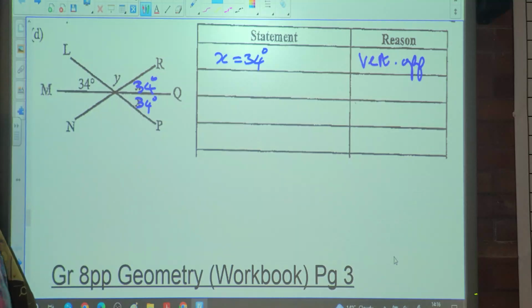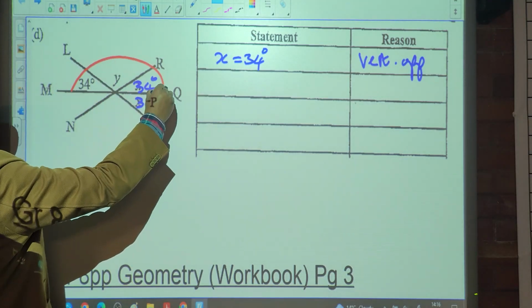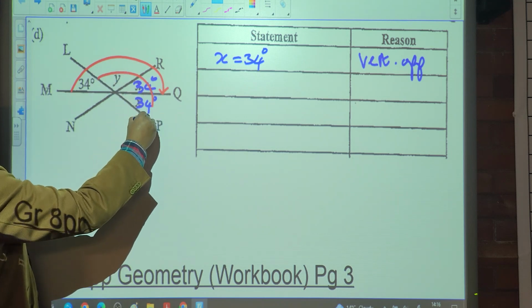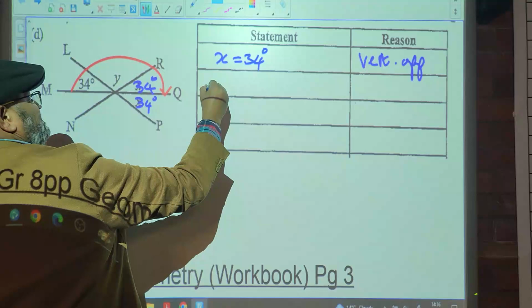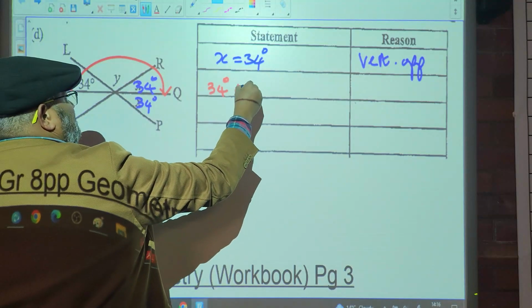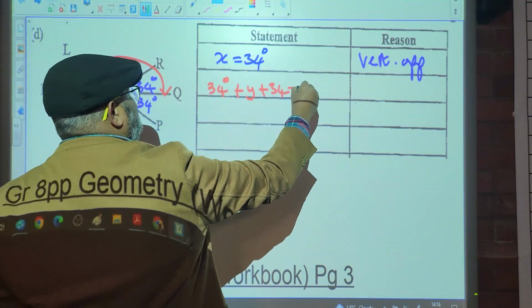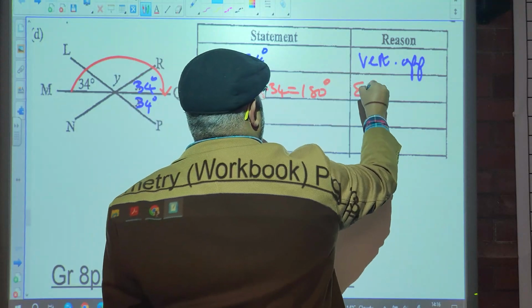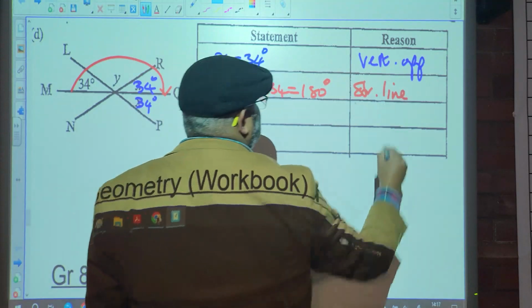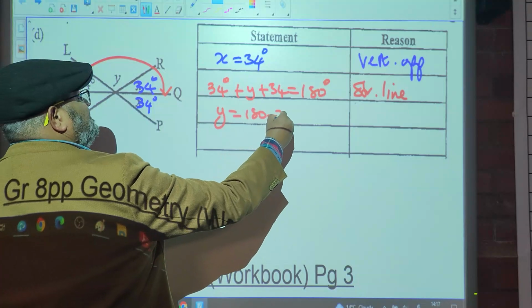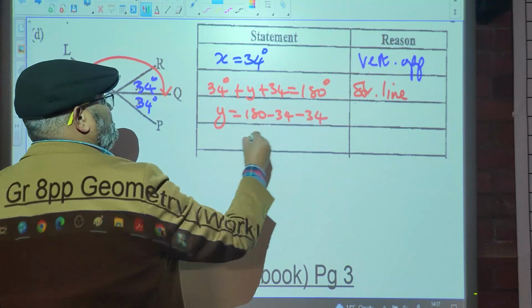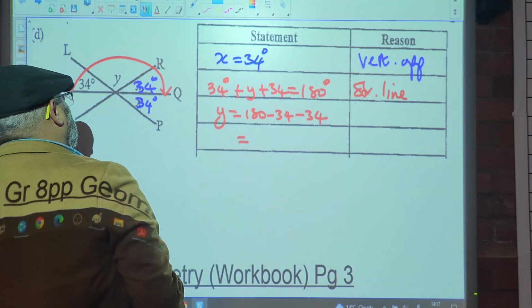People, how are you going to calculate y? The angles are the same. It's either like that or like that. Angles on a straight line. So I say 34 degrees plus y plus 34 is equal to 180, straight line. So y is equal to 180 minus 34 minus 34, which is 68. It's going to be 112.